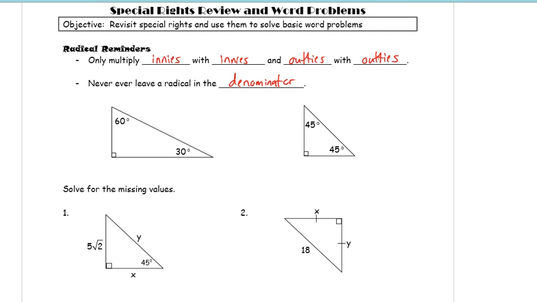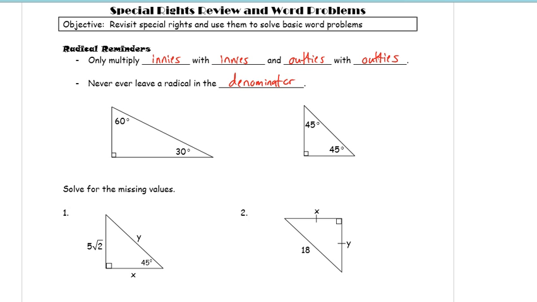We had two special rights. Again, there's not going to be any more. These are the only special rights. If you're given a 90-degree angle, you can use it. And if you have a 30-60-90 or a 45-45-90, that's what you're going to see. You're only going to see these two. We know we can use the Pythagorean theorem in other situations, but these are the two that we're going to focus on right now.